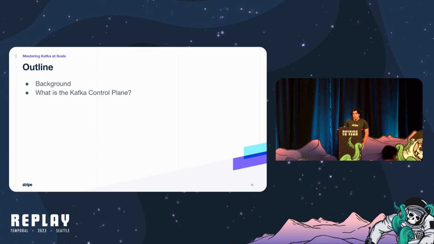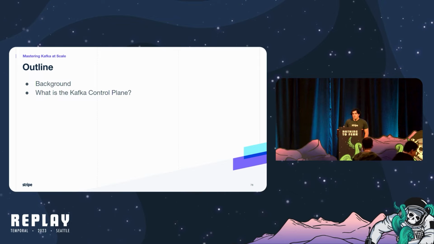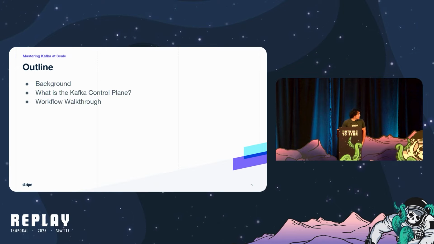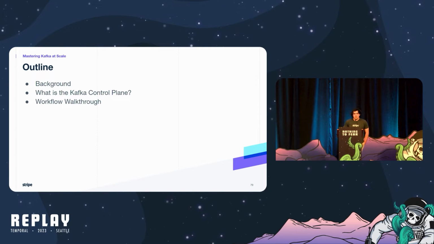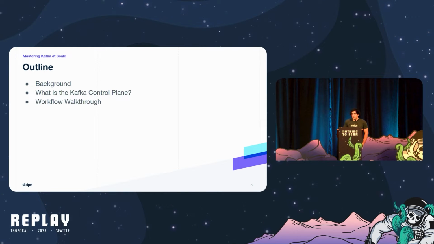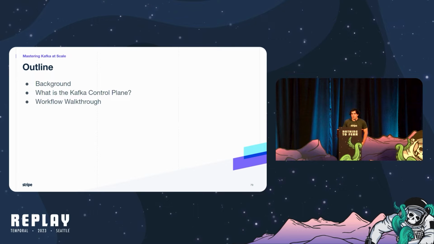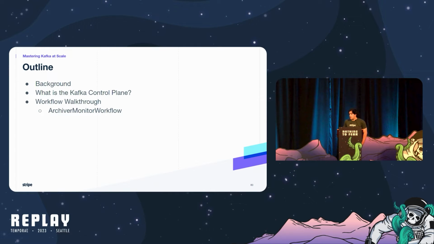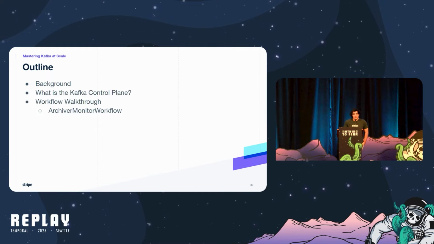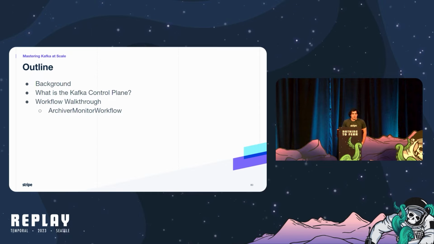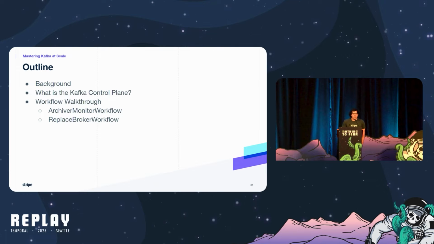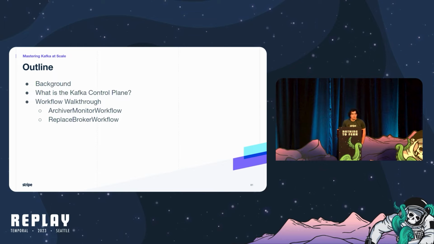Next, I'll introduce what the Kafka Control Plane is, which is this piece of software that we've developed at Stripe to manage all of our Kafka clusters. I'll then take you through some of our workflows, which I believe and my team believes are really good motivating examples for when you'd want to use Temporal. These include the archive monitor workflow, which we use for making sure that all of our data from our Kafka topics is stored safely in S3 for retention. The replace broker workflow, which we use for replacing brokers throughout all of our clusters at Stripe.